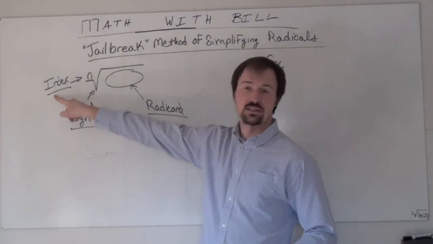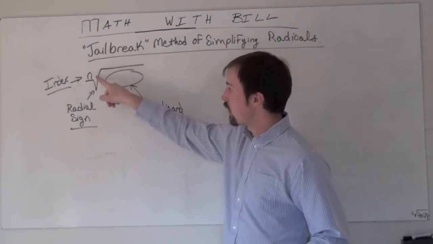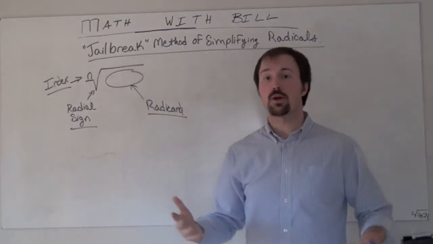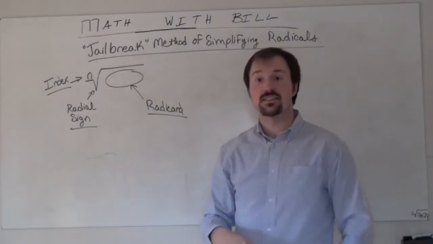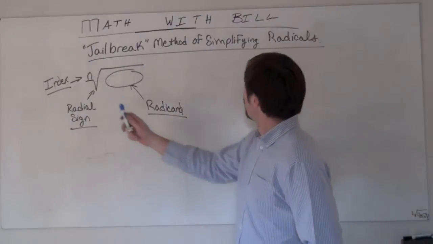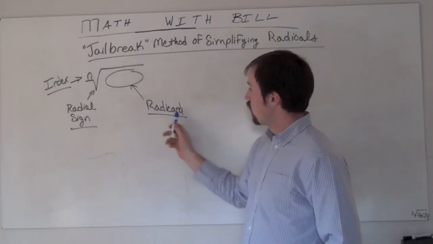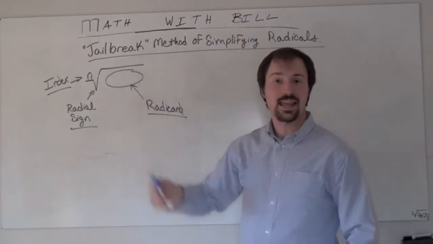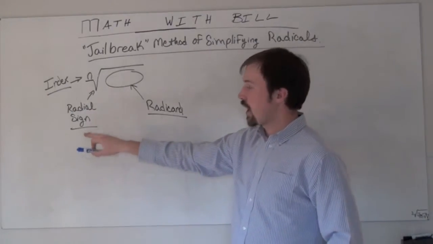We have three big pieces. There's the index, and that is the number, whatever it might be. We're going to call it the number n. So that's our index. That's telling us what type of root we're looking for. And then we have the radical sign itself, and we have the radicand, which is that thing which is underneath or inside of our radical sign.